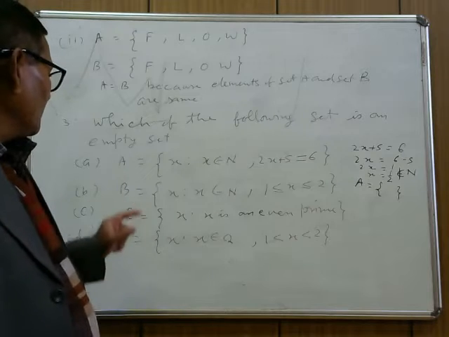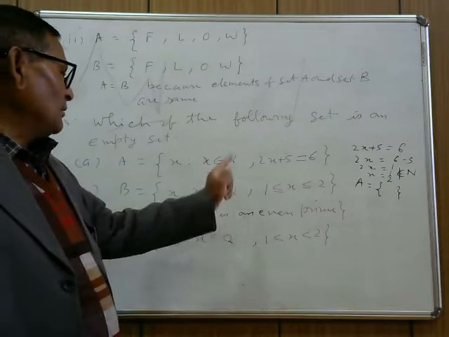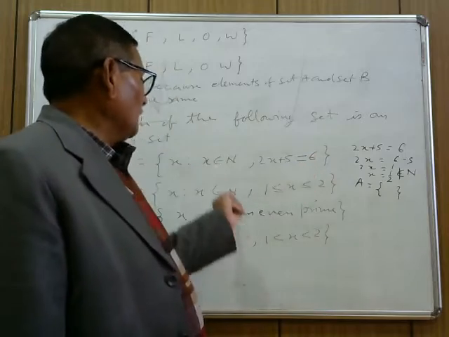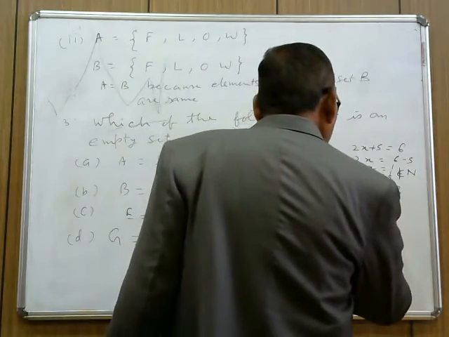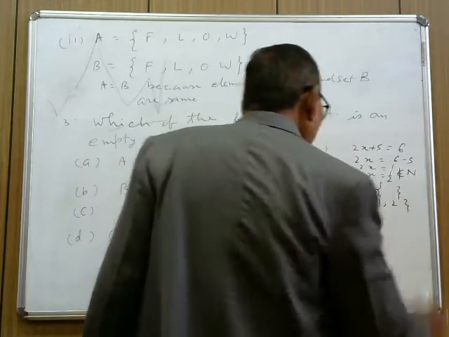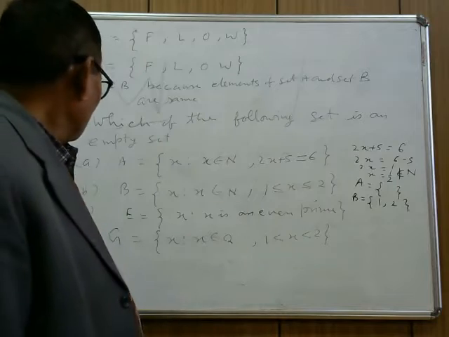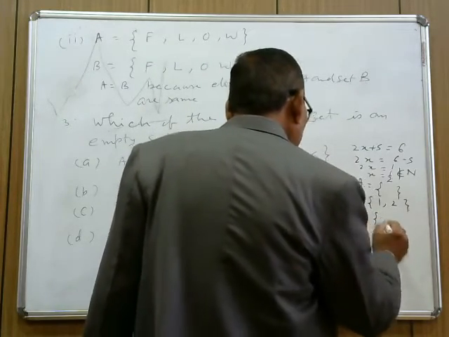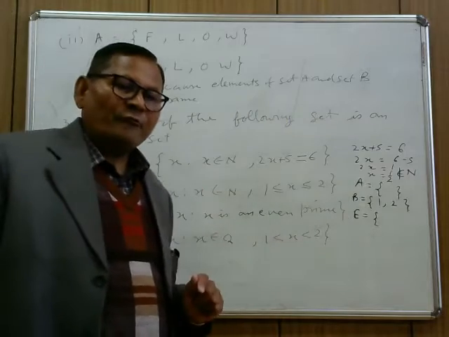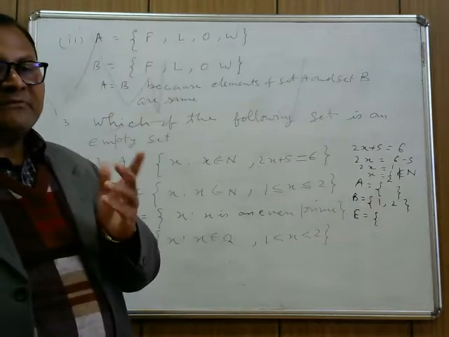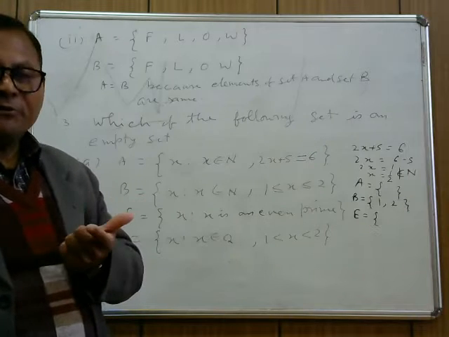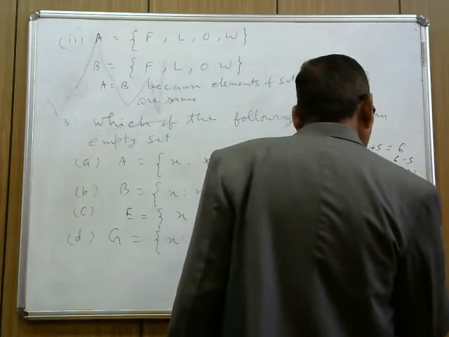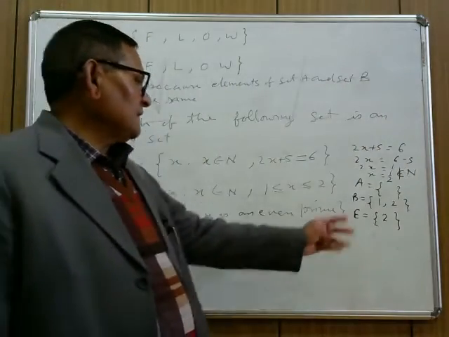Come to set B. This is defined as all x such that x belongs to N. X is a natural number and it is taken from 1 to 2 including 1 and 2. So set B consists of 1 and 2. Set B has 2 elements. It is not empty. Now come to the third part. Set E is defined as all x such that x is an even prime. When you start making observations about the set of prime numbers, your first prime number is 2. 2 is an even prime. The set E has one element, that is 2. It is a singleton set.